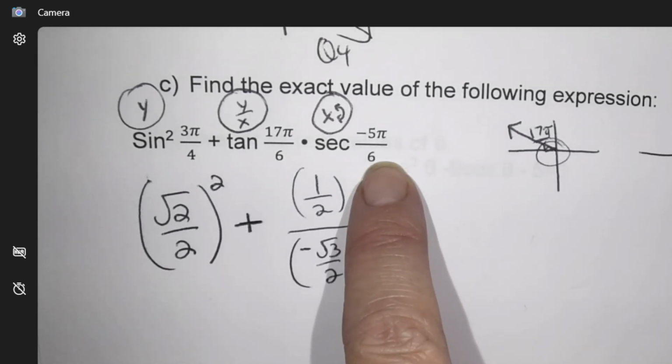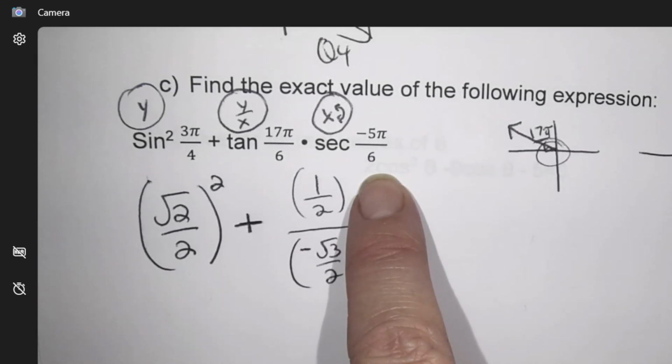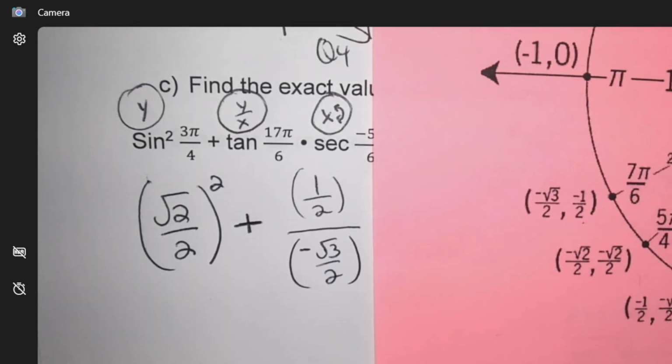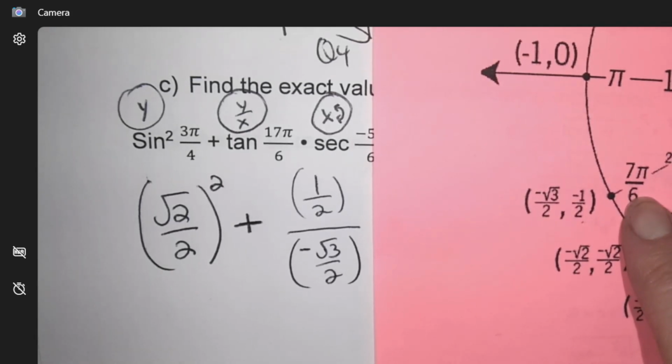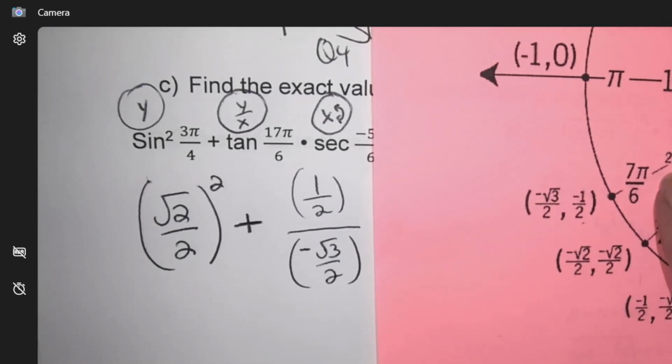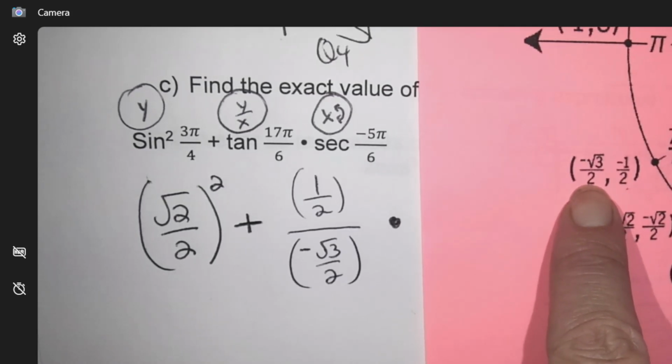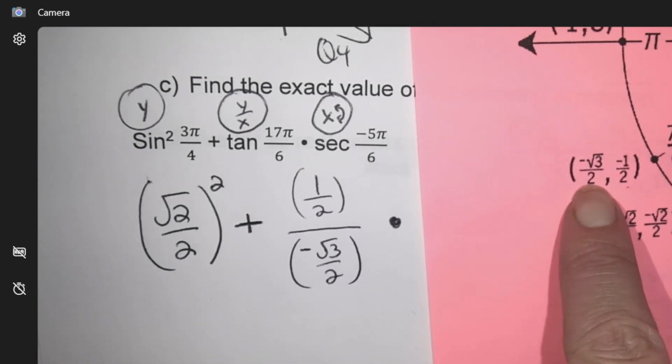And then the last one, where? Negative 5 pi over 6. So you're going to go backwards, and you're not going to go a full pi, because 5 over 6 isn't a full pi, so we end up being at the 210 marker. And the what is the x value flipped.